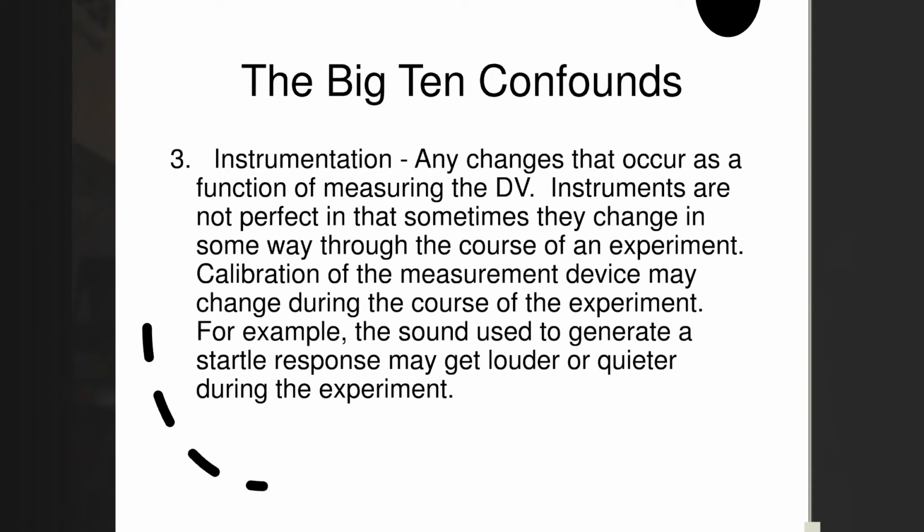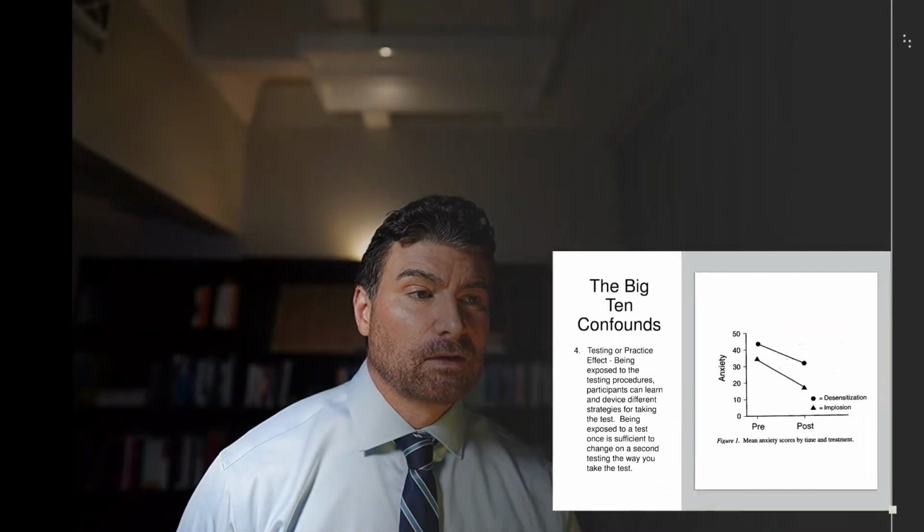Or we play a startle noise for some experiments, and that noise could get louder or softer, so we have to calibrate the volume of what the person hears. So anything with instrumentation that might adjust. If we're doing any sort of fMRI or EEG study, we need to calibrate our instruments. Otherwise, it will be different results for different people or different time points.